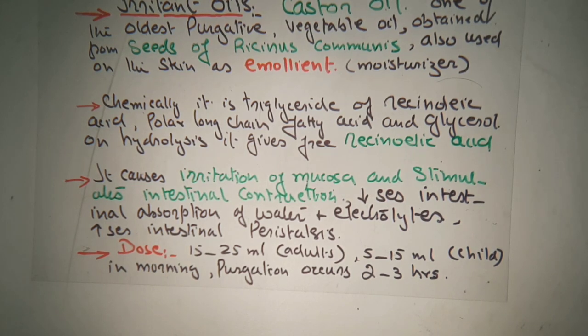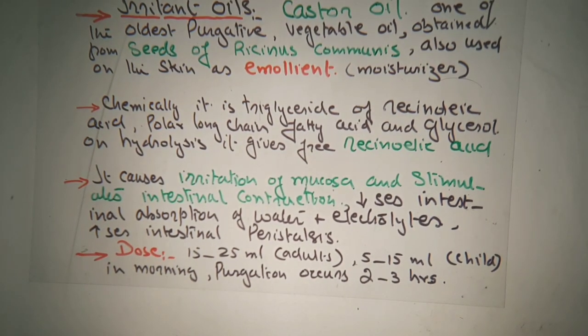On hydrolysis, it gives free ricinoleic acid. Now it causes irritation of the mucosa, because castor oil is an irritant oil, so when it is used, it may cause irritation of the mucosa and stimulates the intestinal contraction. When there is stimulation of intestinal contraction, it causes a decrease in the intestinal absorption of water and electrolytes, and increases the intestinal peristalsis.